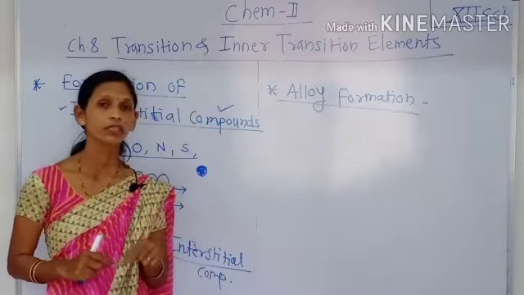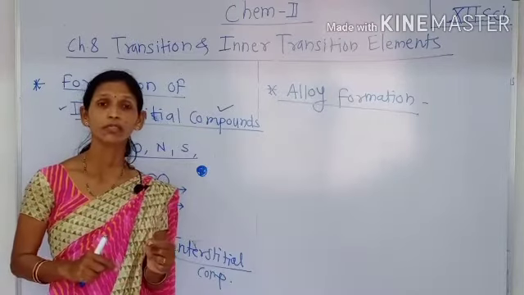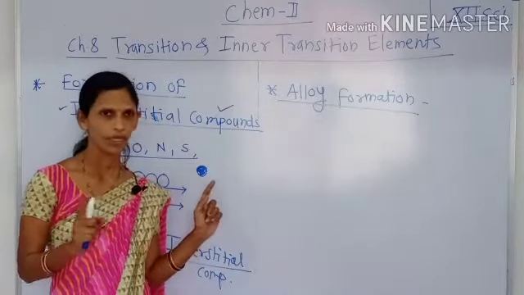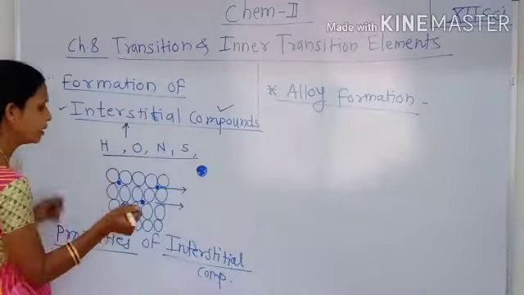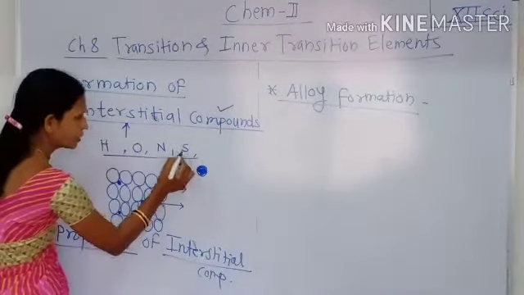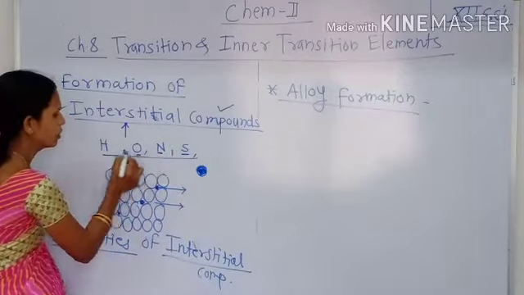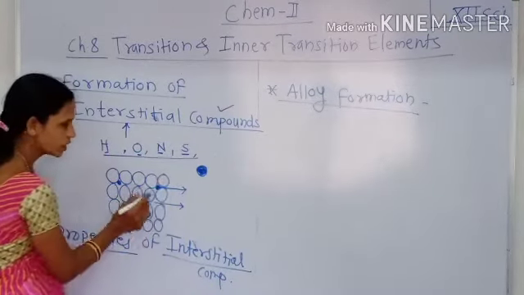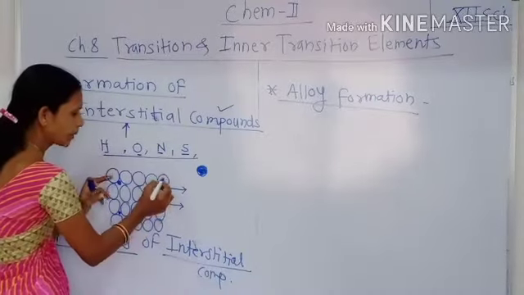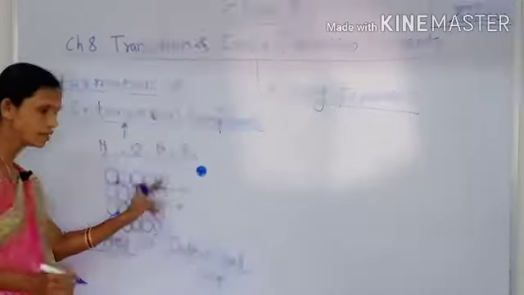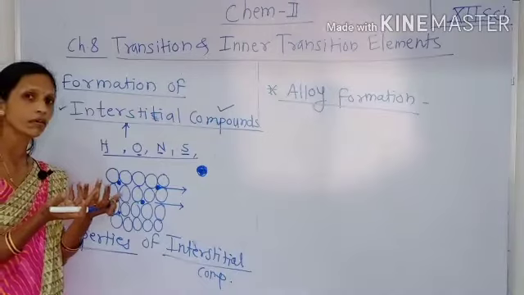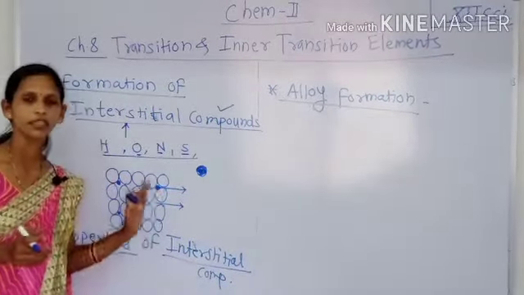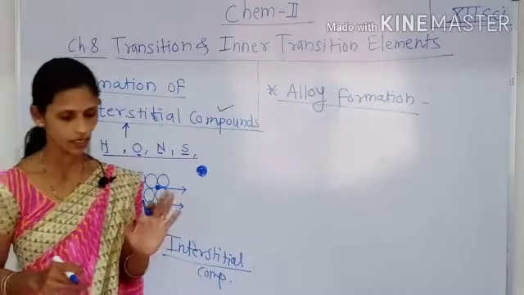The density of these interstitial compounds is less than the original pure metal, because when elements like sulfur, nitrogen, oxygen or hydrogen get trapped into the interstitial space, the metal ions go apart from each other, and the density of the interstitial compound decreases.